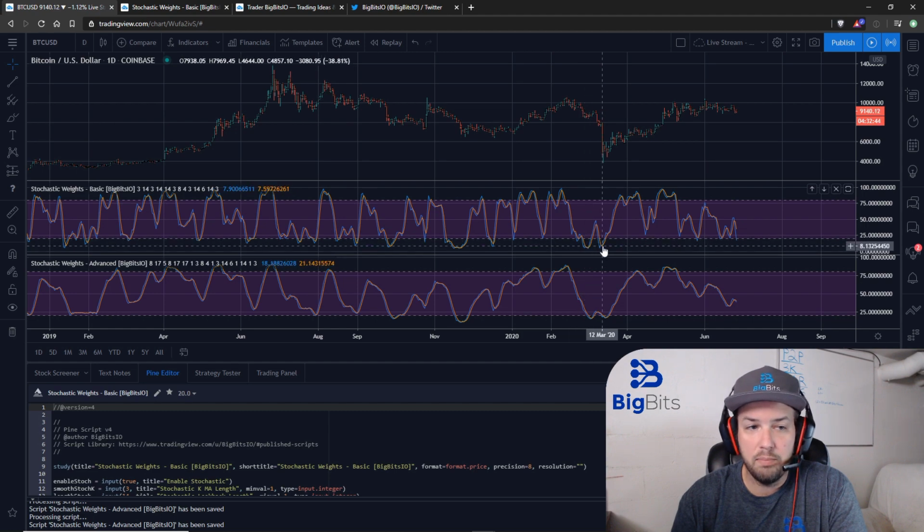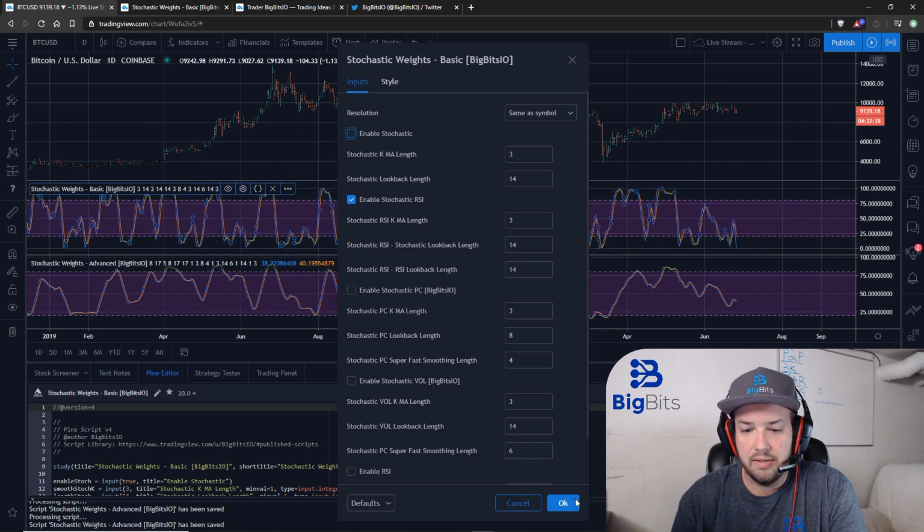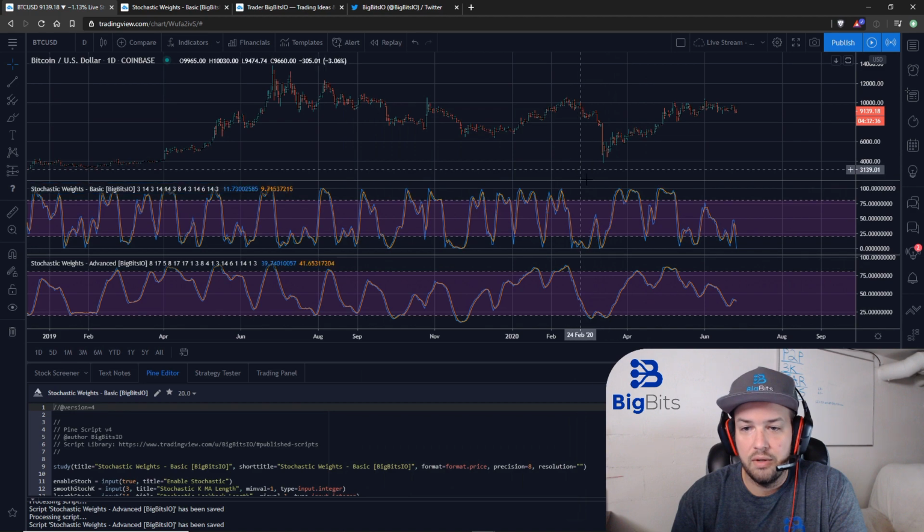Now, you probably could have picked this up on the stochastic weights, but you might not have been able to pick this up on, like, say, the stochastic RSI, because the stochastic RSI went all the way back down to 0.